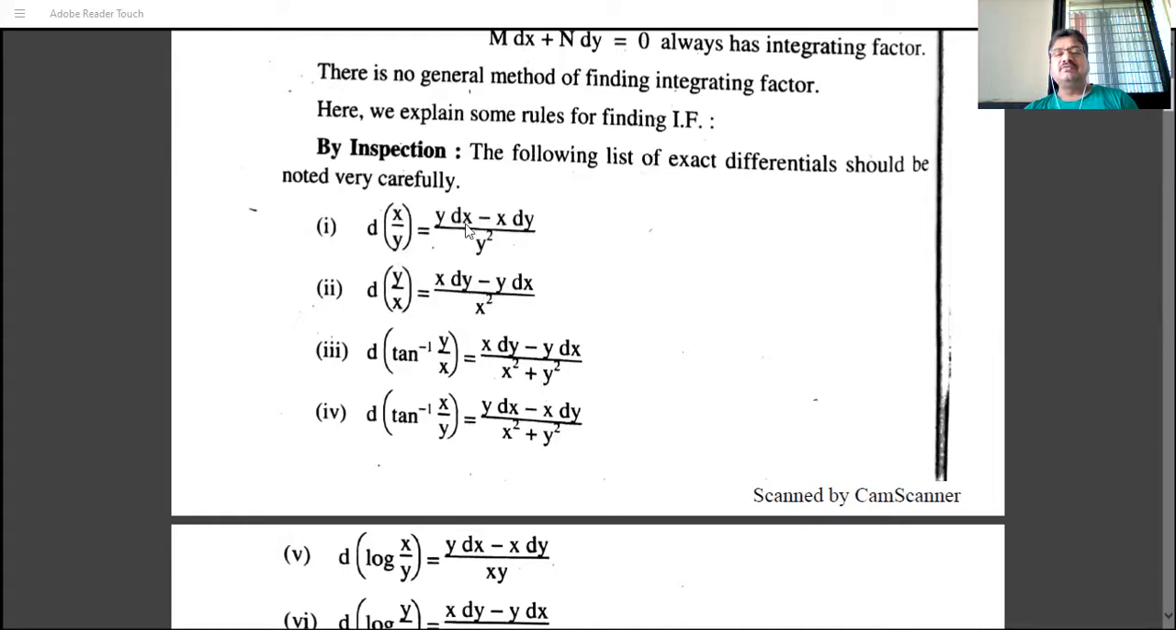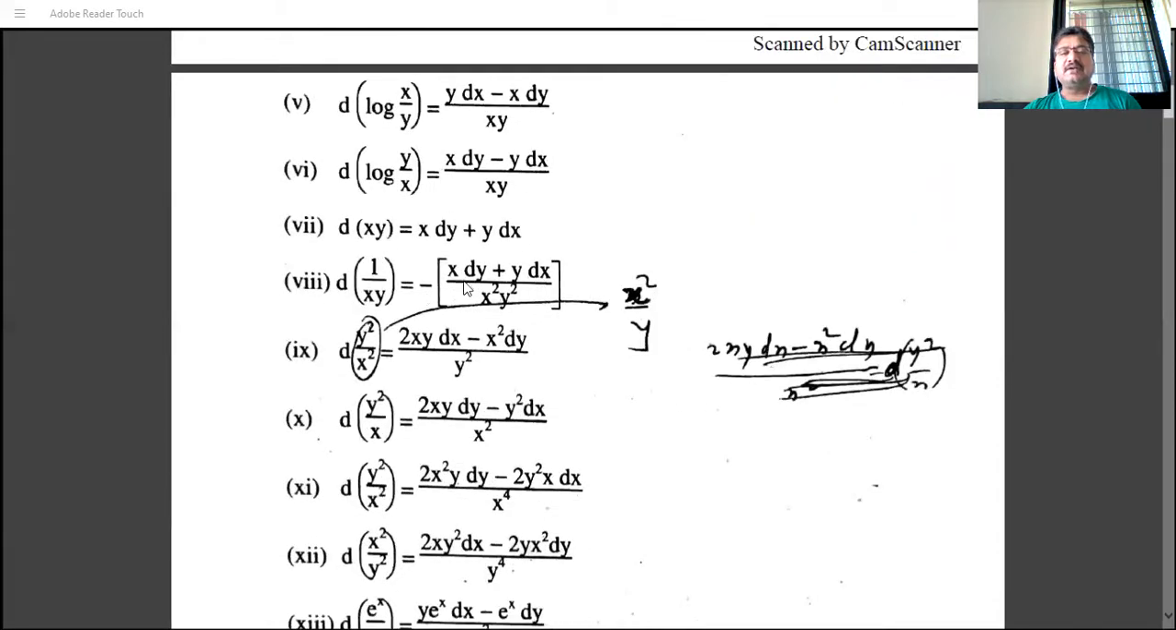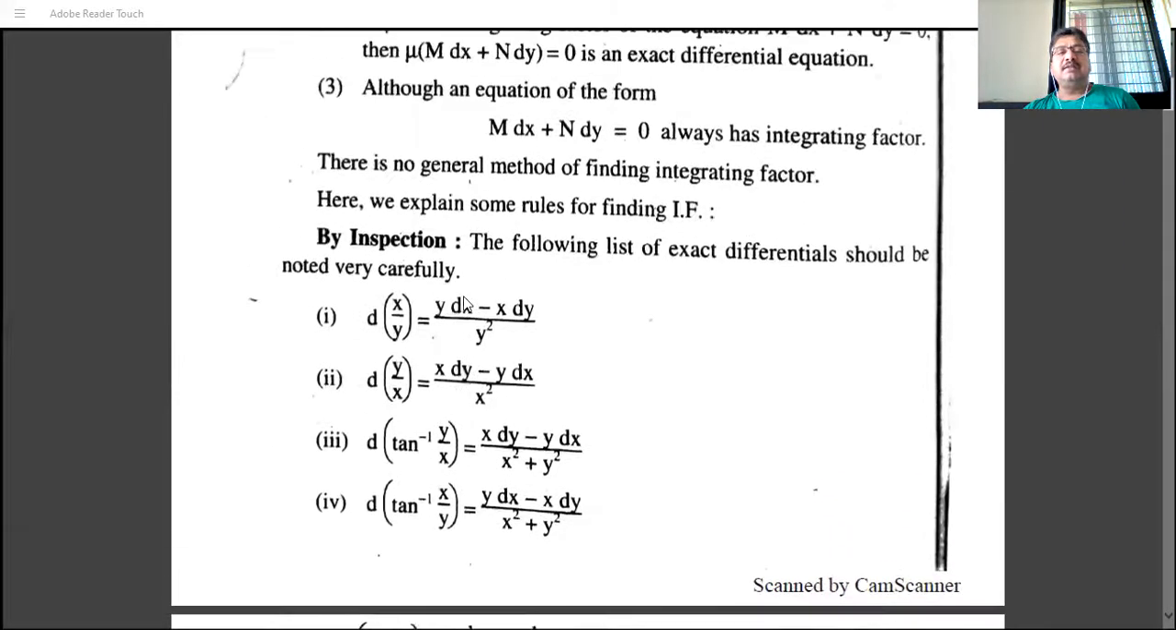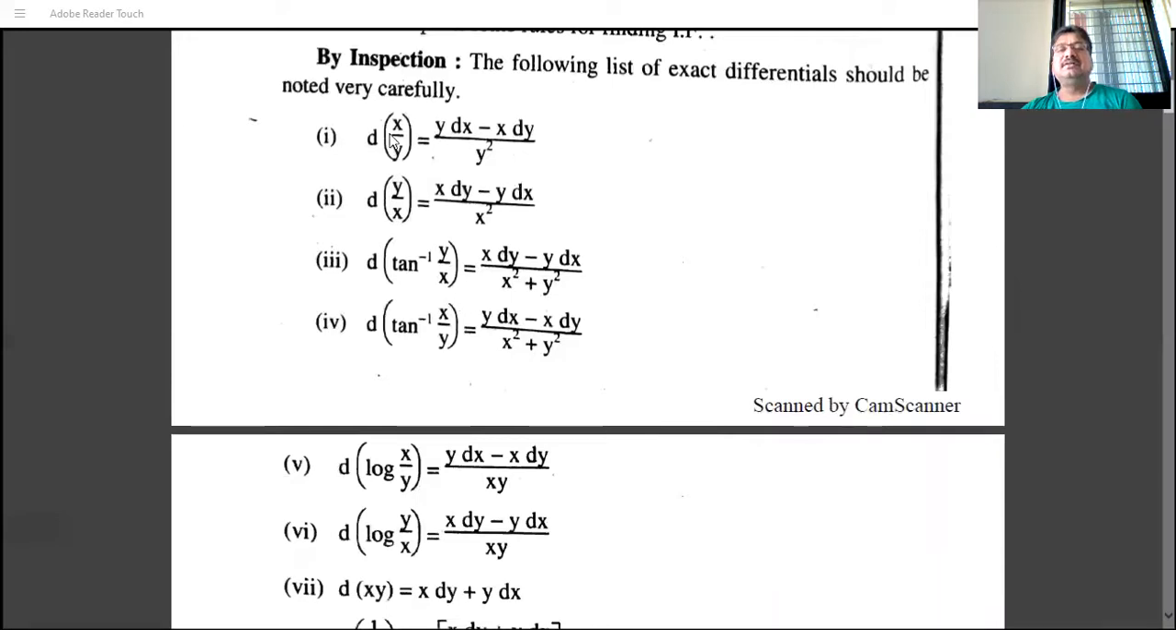But if the term is y dx plus x dy, that is x dy plus y dx, then the integrating factor is 1 by x into y, or 1 by x squared into y squared, because x dy plus y dx is the derivative of x into y. So in order to obtain the integrating factor by the inspection method, these rules are important. So first, what are these rules?